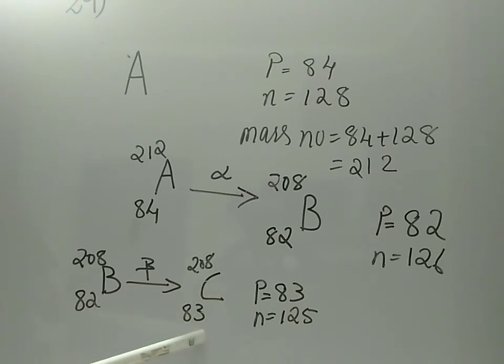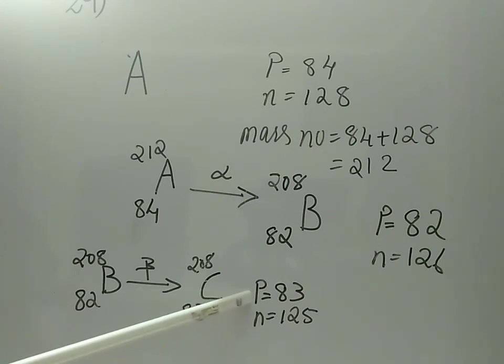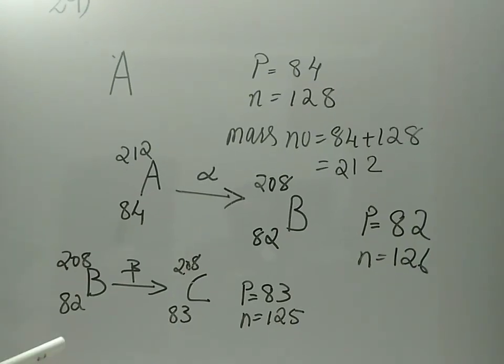How will you calculate? This atomic number is the number of protons, so directly we may write P is equal to 83. Now we have to find the neutrons. How will you calculate? 208 minus 83 is 125. The third sub question is: what is the mass number of nucleus A?